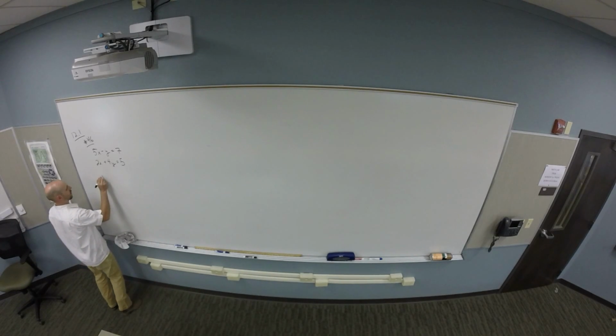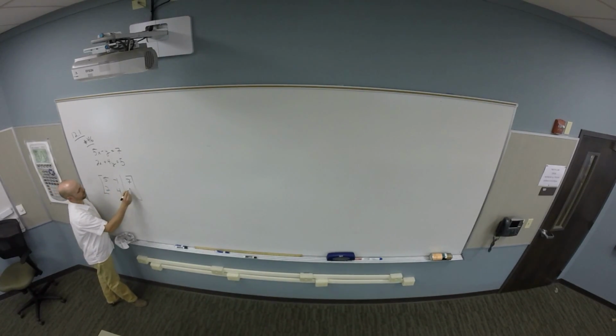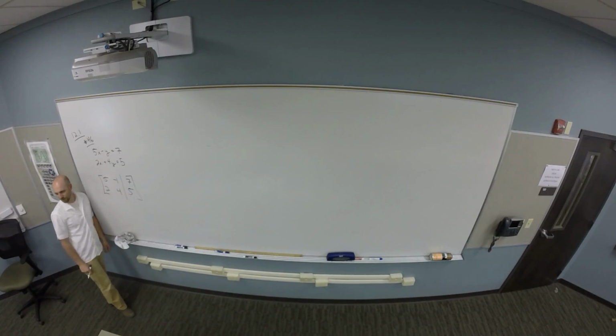5, -1, 7. 2, 4, and 5. Oh, and I forgot a line, and I need another bracket. And it's 2, 4, 5. Right. Okay, cool.